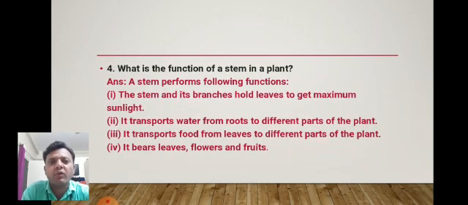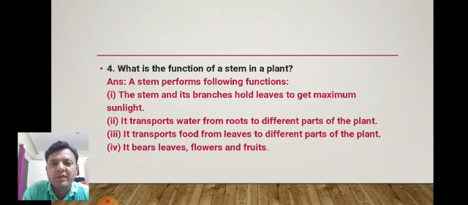Question number 4: what are the functions of the stem in a plant? What functions does the stem perform? Here is the answer. A stem performs the following functions. First of all, the stem and its branches hold leaves to get maximum sunlight. Then it transfers water from roots to different parts of the plant. Third, it transports food from leaves to different parts of the plant. And it bears leaves, flowers and fruits, which grow on the stem.